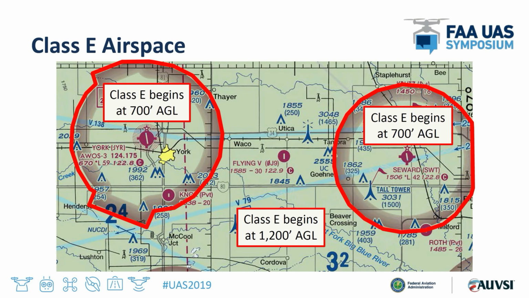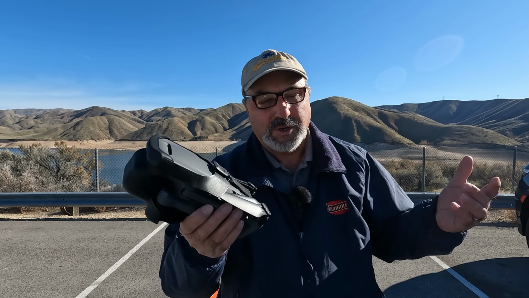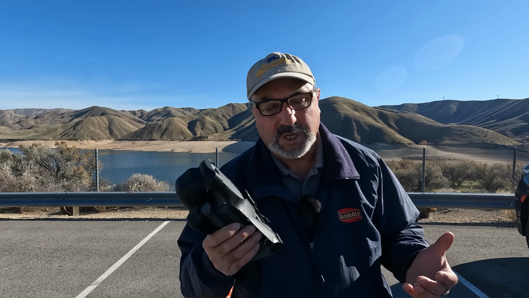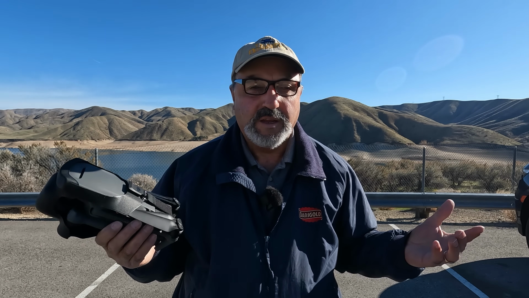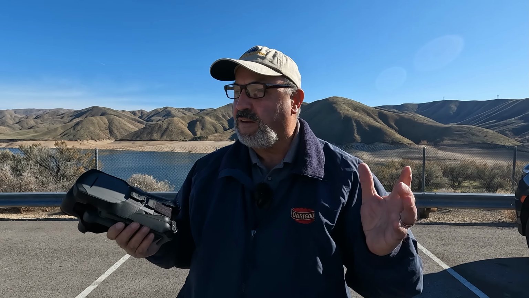And then beyond that, it's 1,200 feet. So when you go up above 1,200 feet, again, it's Class E airspace that you cannot fly in. Obviously, we're limited to 400 feet on our drones anyway. So both of those, 700 and 1,200, really they're kind of meaningless to us with drones because we can't fly over 400 feet anyway.